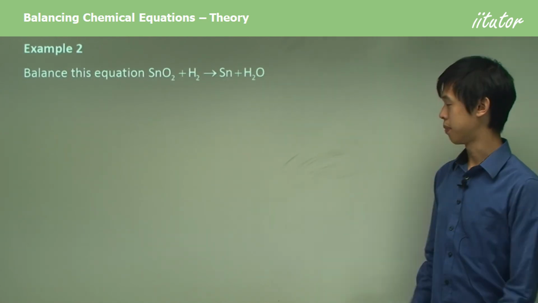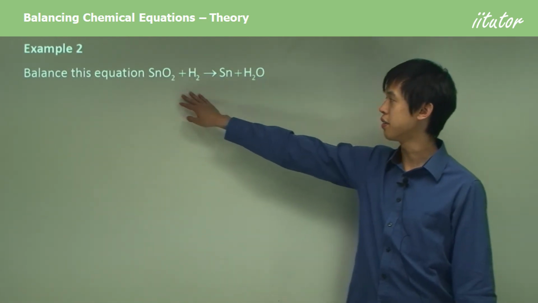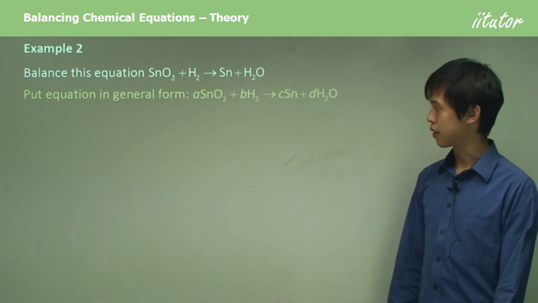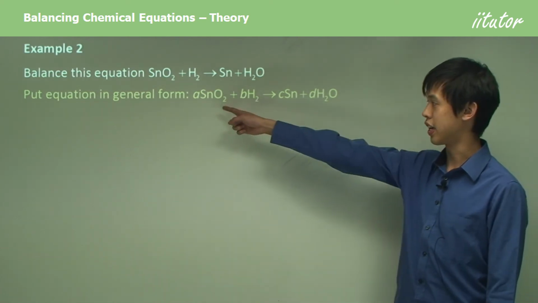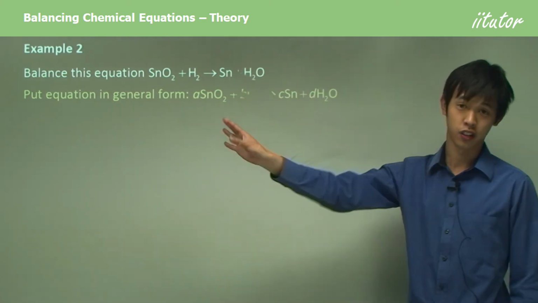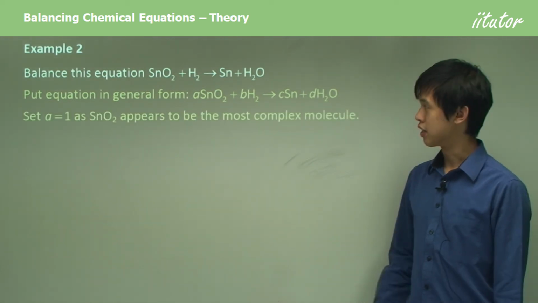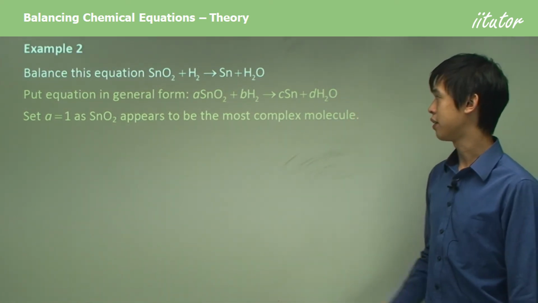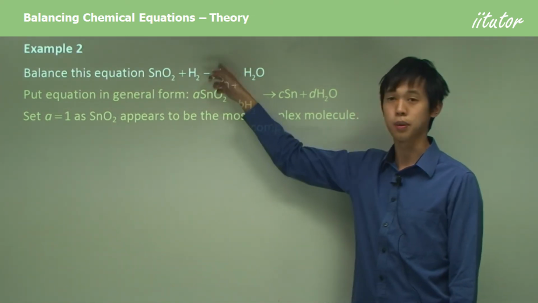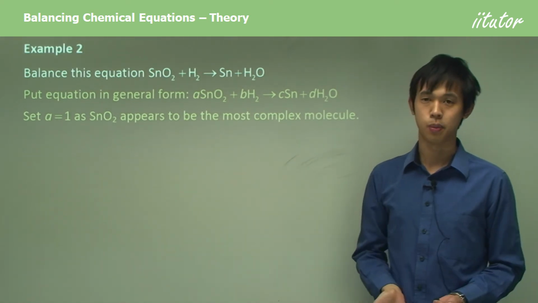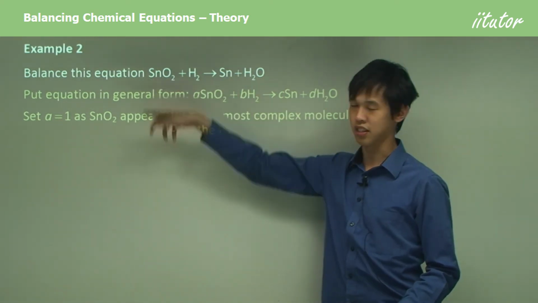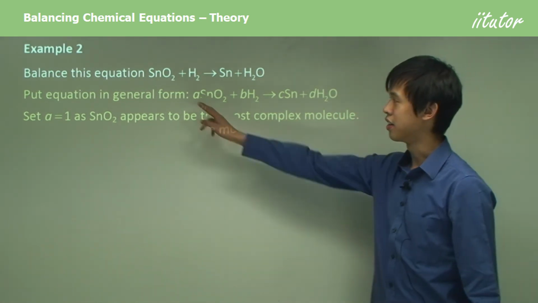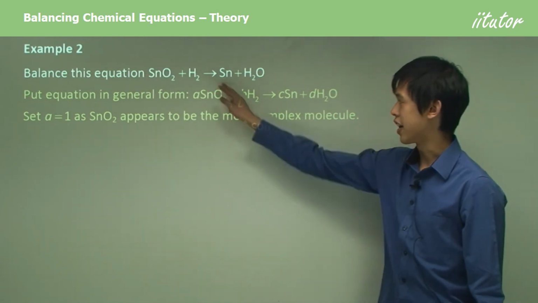So example 2 now. Balance this equation. SnO2 plus H2 gives you Sn plus H2O. So first we put it in general form. We just write A, B, C, and D in front of each of the chemicals. Very simple first step. So this is sort of the most complex compound, so we set A to be 1. Alternatively we could set the pure metal to be 1, but the result is the same. Let's just set this one to be 1 just because it's on the left-hand side and we'll work left to right. So A is 1.